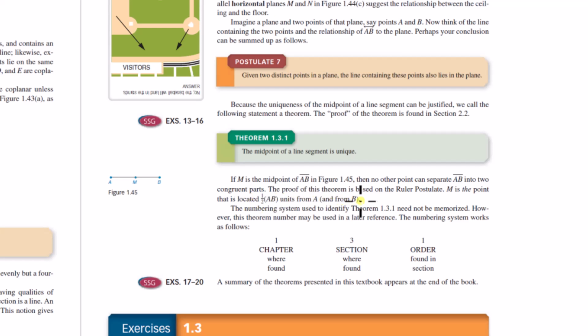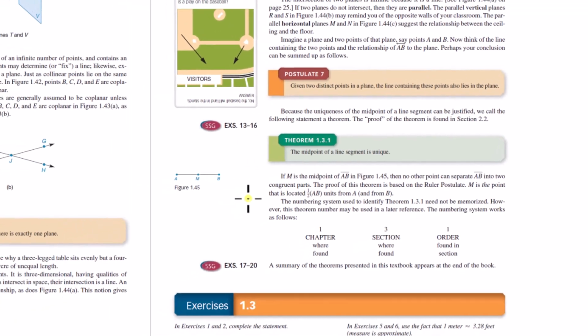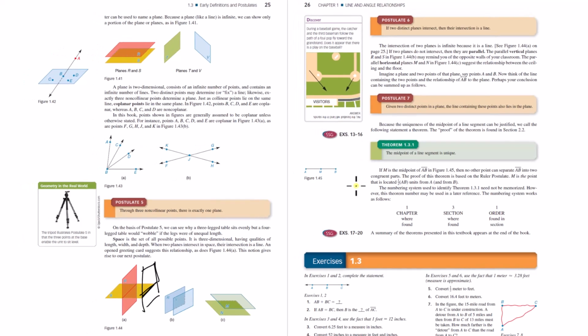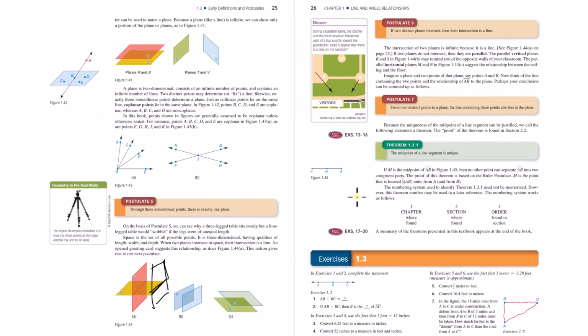The proof of this theorem is based on the ruler postulate. M is the point that is located 1/2 AB units from A and from B. The numbering system used to identify theorem 1.31 need not be memorized. However, this theorem number may be used in a later reference. The numbering system works as follows: chapter 1, section 3, and it was the first theorem. All right, so there's the postulates and definitions and one theorem that we're going to start with in this textbook.